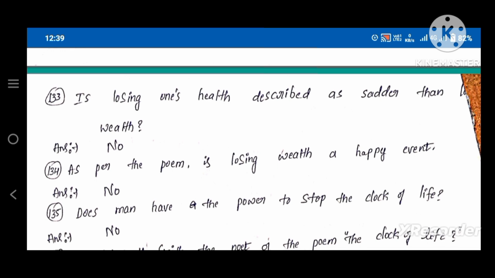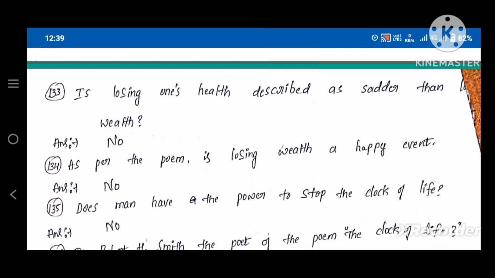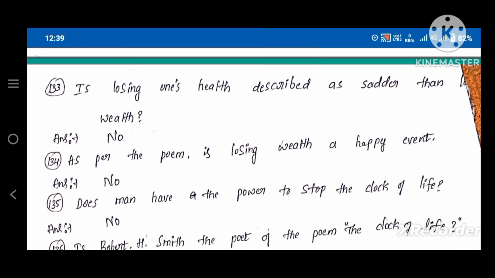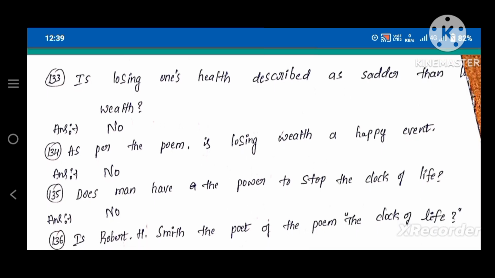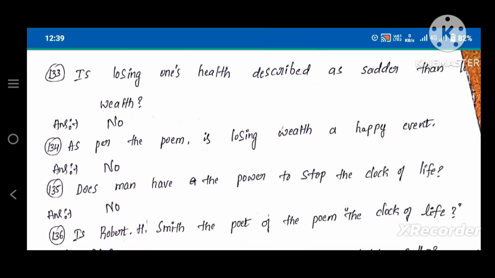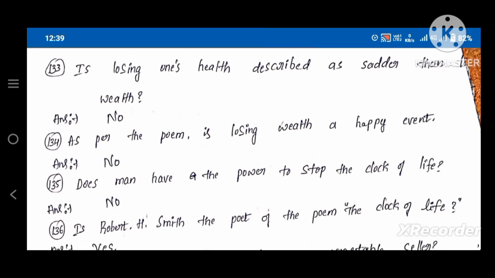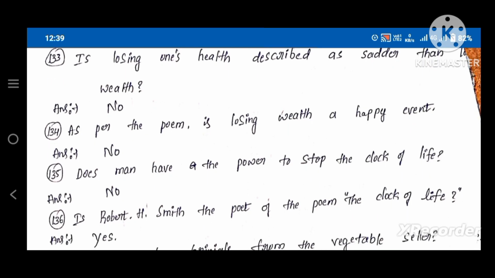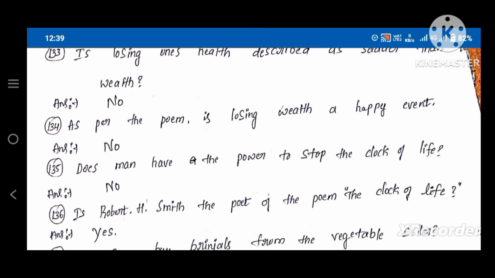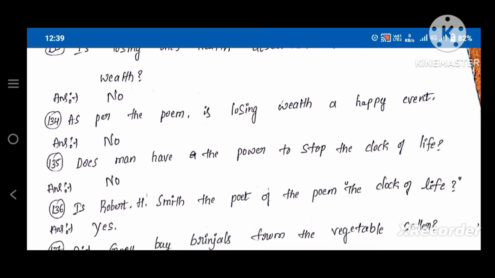Next question. Is losing one's health described as sadder than wealth? No. As per the poem, is losing wealth a happy event? No. Does man have the power to stop the clock of life? No. Is Robert H. Smith the poet of the poem The Clock of Life? Yes.